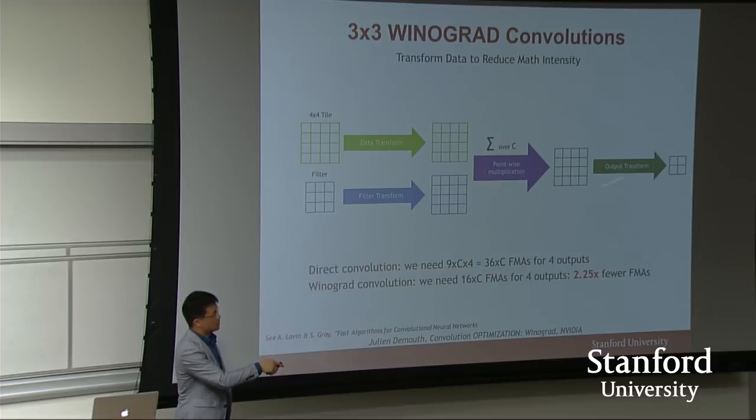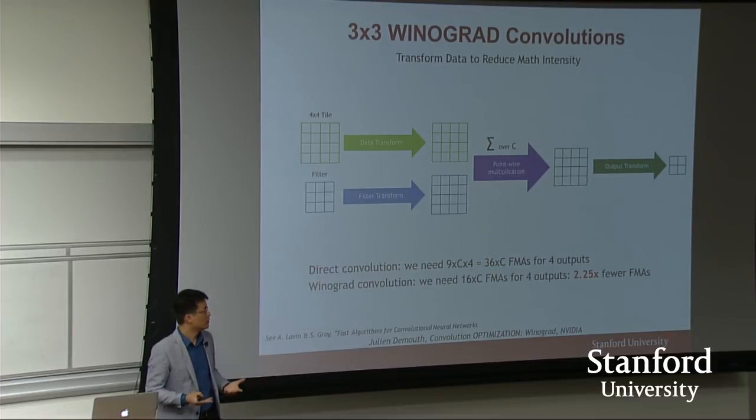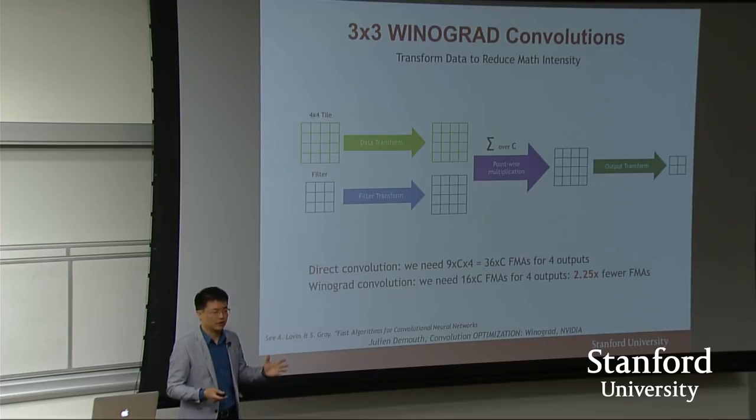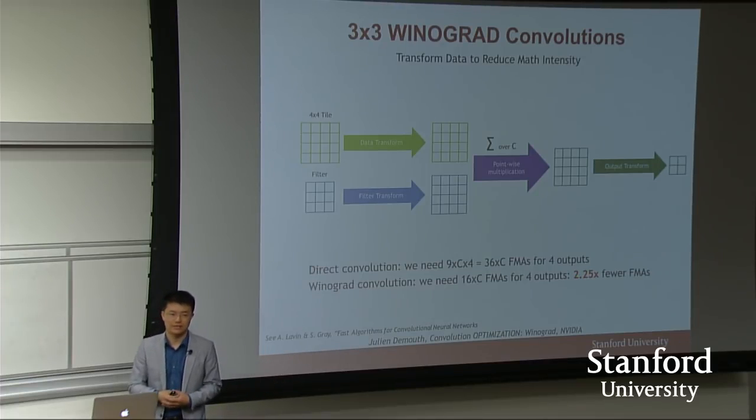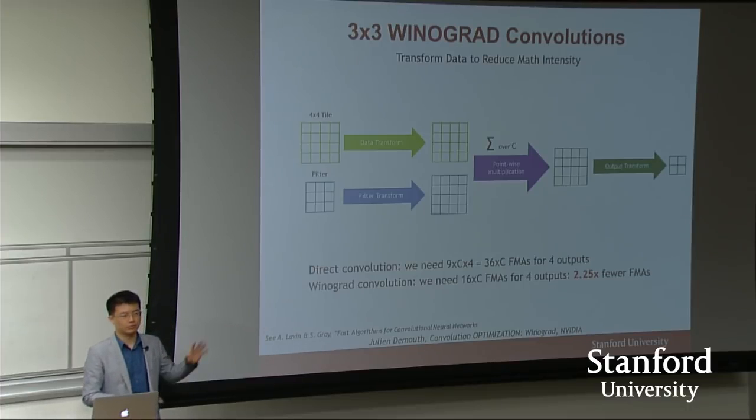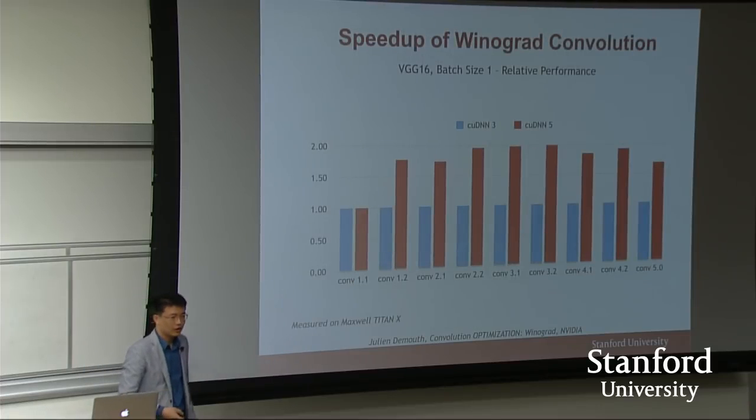The transform and the inverse transform can be amortized, and the multiplications there can be ignored. So in order to get 4 outputs, we need 9 times channel times 4, which is 36 times channel multiplications originally for the direct convolution. But now we need 16 times C for 4 outputs. So that is 2.25x fewer multiplications to perform the exact same computation. And here is the speedup, 2.25x.